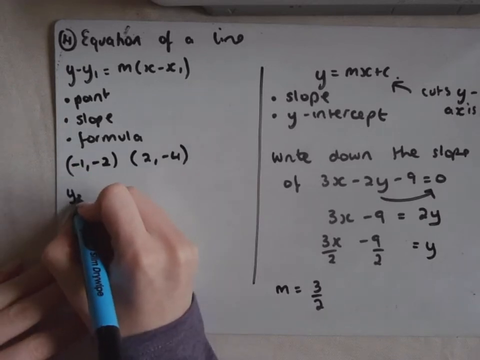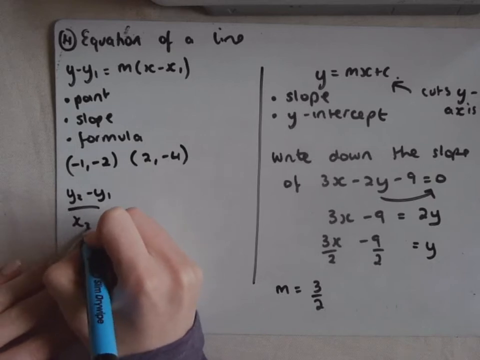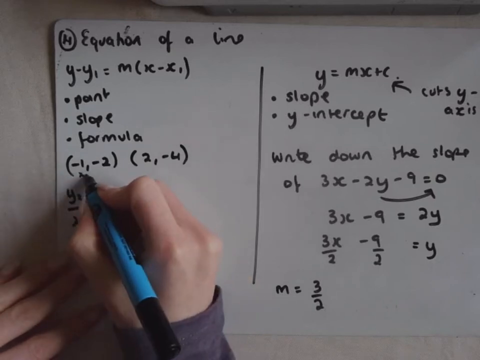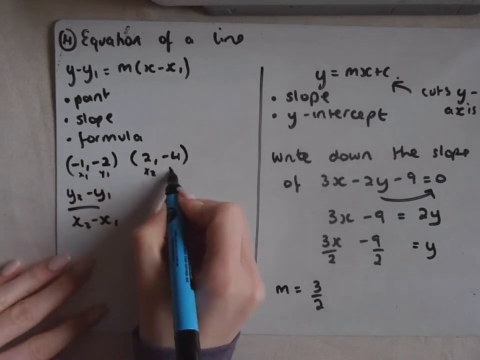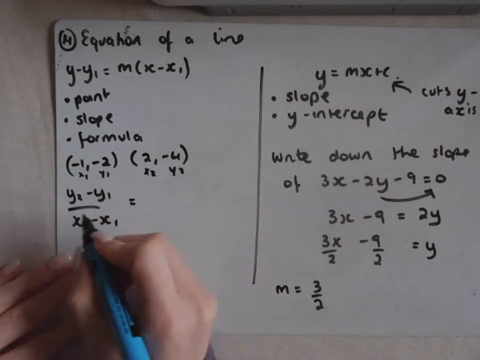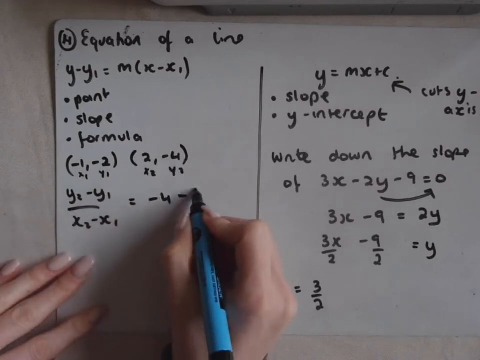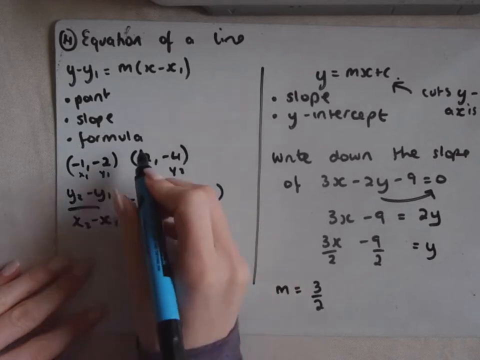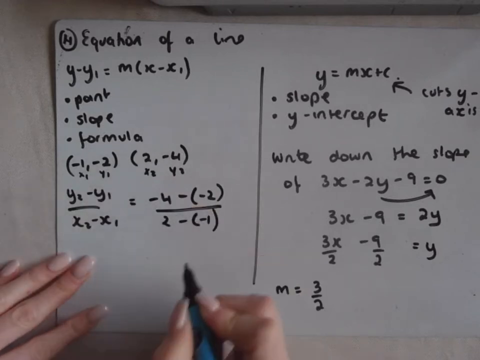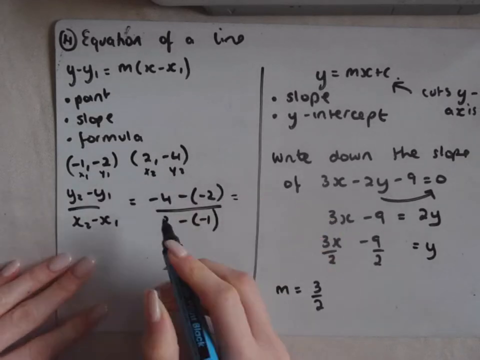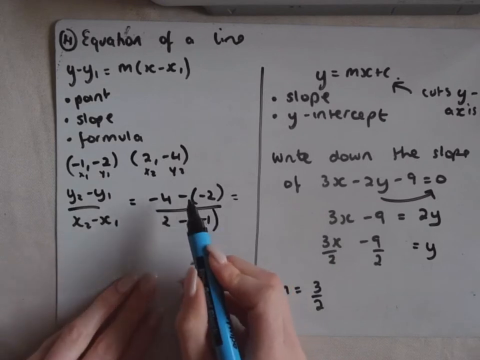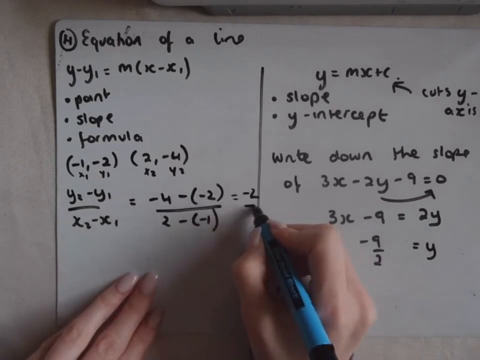So slope is y2 minus y1 over x2 minus x1. Just label these x1, y1, x2, y2. Then to get the slope, it's going to be y2 minus y1 over x2 minus x1. So my slope is minus 4, minus minus is plus 2, so that's minus 2 there.